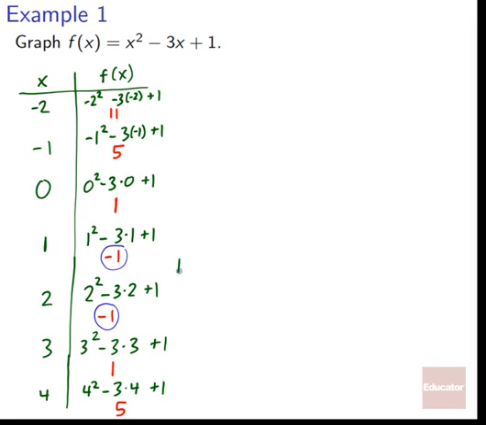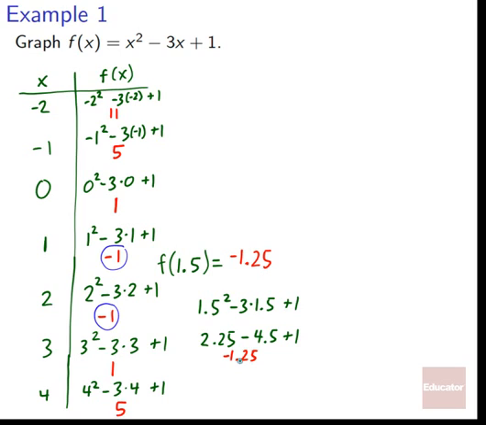So let's plug in 1.5. If we plug in 1.5, f of 1.5, we get negative 1.25. I will spare doing that here, but we would get negative 1.25. I'll actually do it here. So if we plug in 1.5, so 1.5 squared minus 3 times 1.5 plus 1. 1.5 squared, we put that into a calculator or do it by hand. We get 2.25 minus 3 times 1.5. So we get minus 4.5 plus 1. So we've got 3.25 minus 4.5. We get negative 1.25. Great.